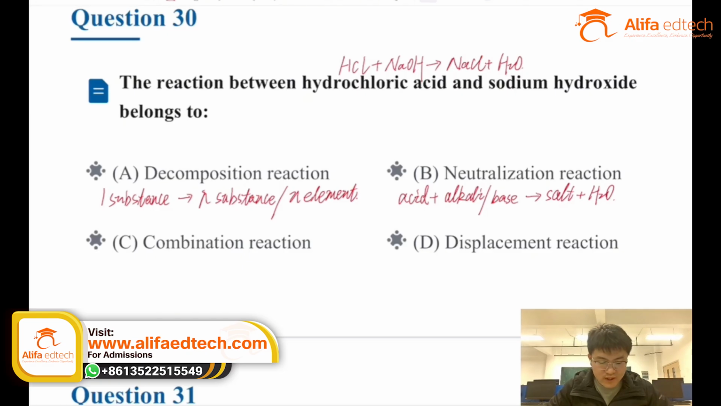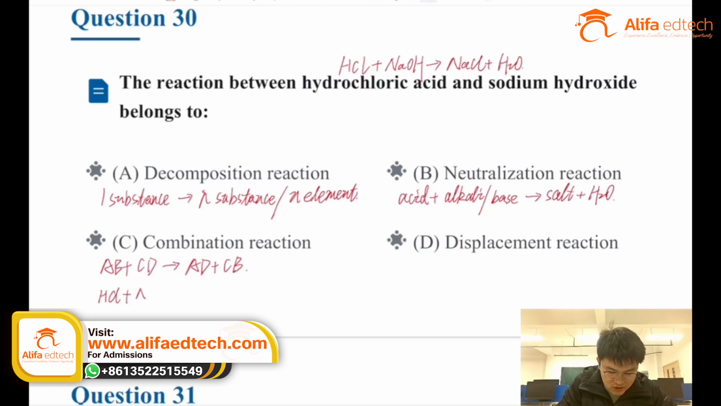C option is a metathesis reaction. It usually conforms to AB plus CD generating AD plus CB. We can give an example. For example, hydrochloric acid and sodium hydroxide. Then it is also a kind of metathesis reaction. Sodium chloride and water are formed.